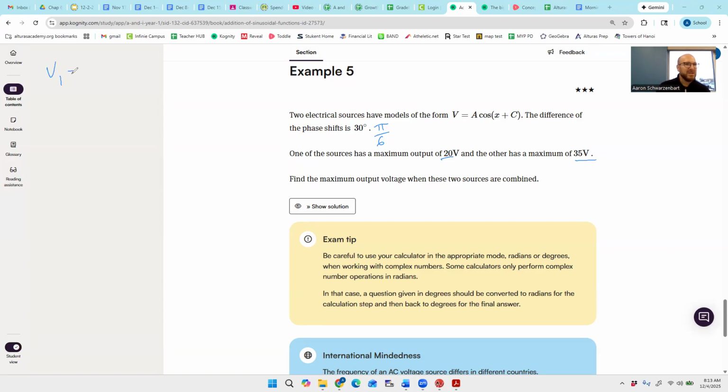So that means V1 equals 20 cosine x plus the minus pi over 6.